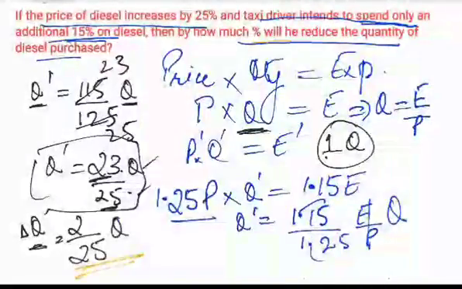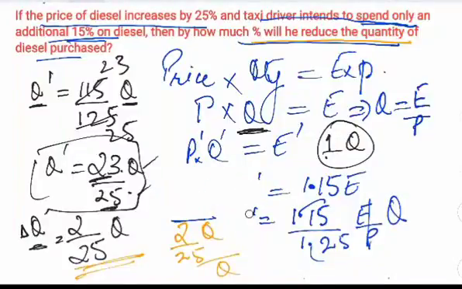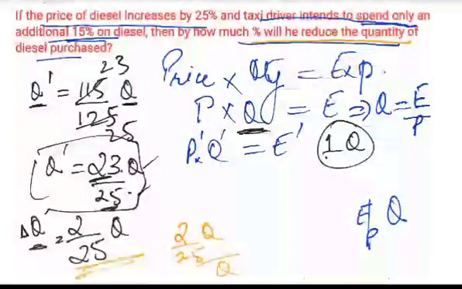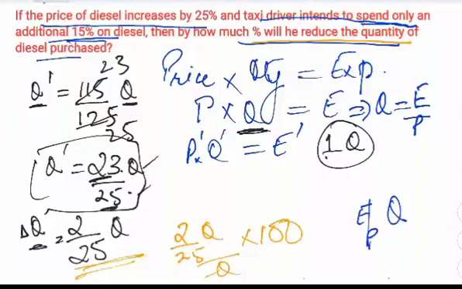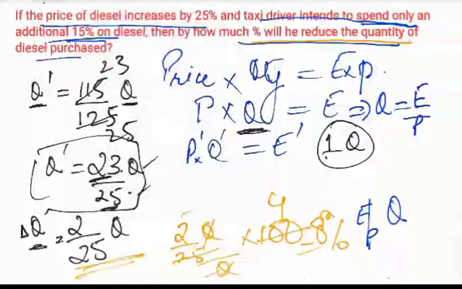And how much percentage has the quantity to be reduced? This is 2 by 25 Q upon the earlier quantity, which was Q itself. So initial was Q, so we divide by Q and multiply by 100, because we have to calculate the percentage. So this will get cancelled. This becomes 4. So 2 into 4 becomes 8 percent. So the answer becomes 8 percent.